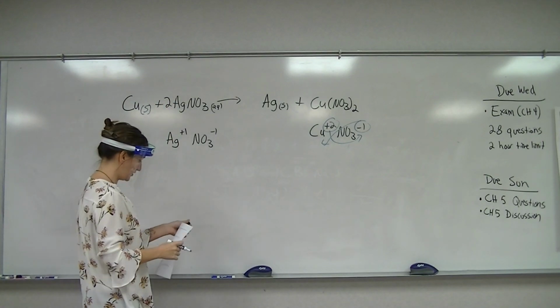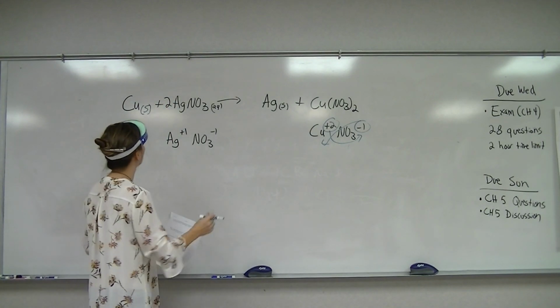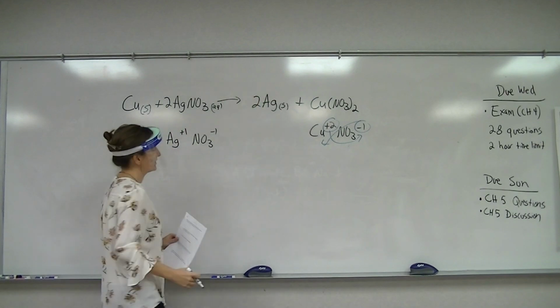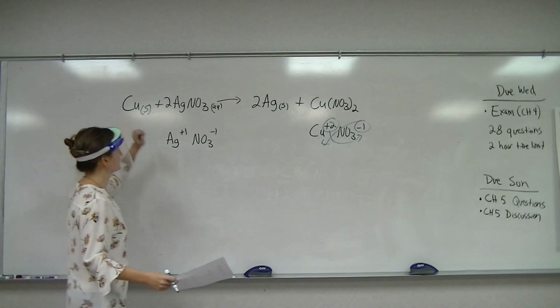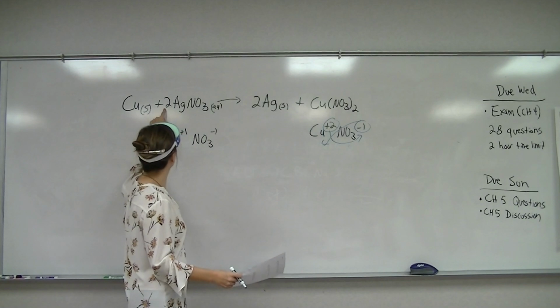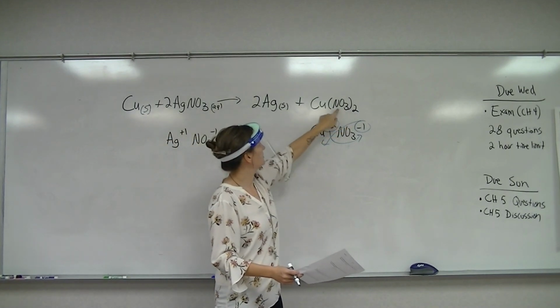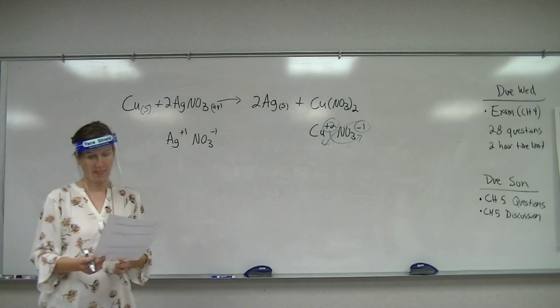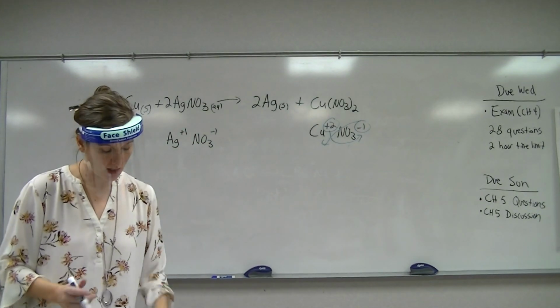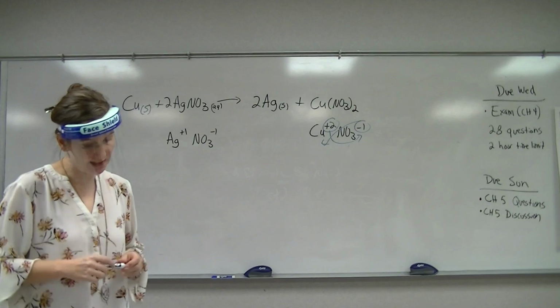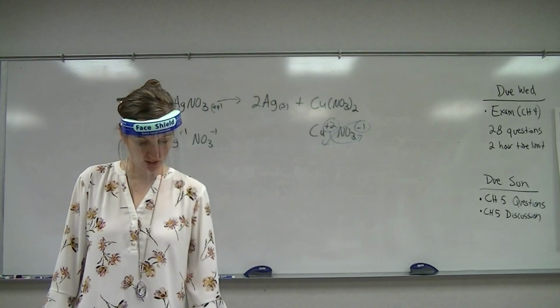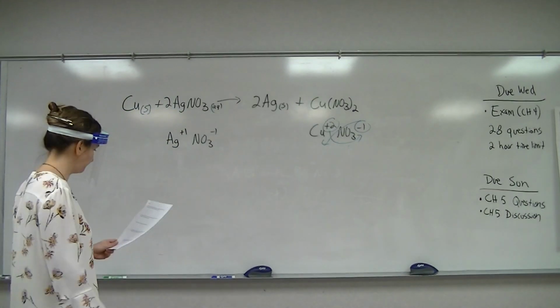Single replacement reactions are pretty easy to balance. That's it right there. So we have 1 copper, 2 silvers, 2 nitrates, 2 nitrates, balanced. And it doesn't tell us to label the type of chemical reaction, but it is a single displacement reaction, or single replacement reaction.